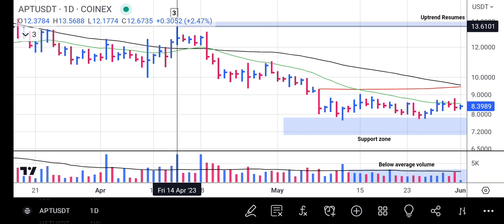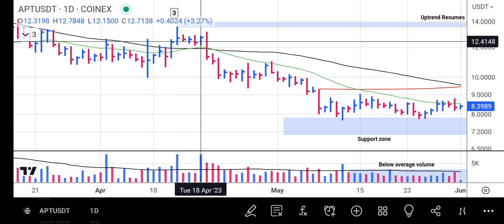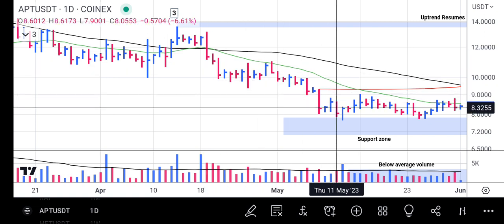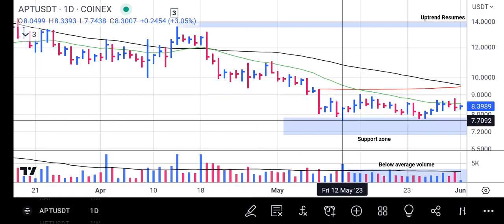When you look at point 3, that was our last resistance zone that Aptos made before it finally broke through the moving averages, and it's now come down hard to our support zone towards the bottom of the chart. But something is happening along here.